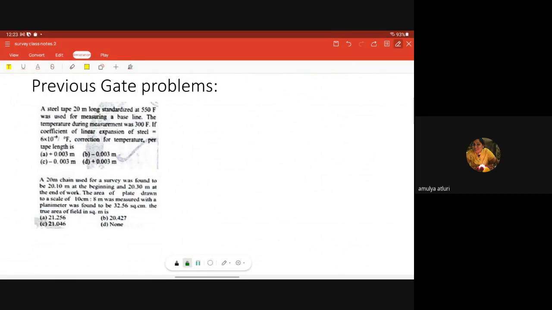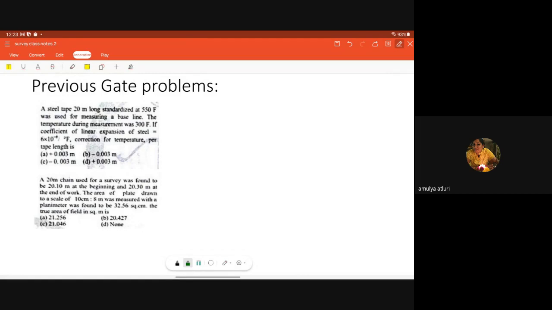Let's solve an example. A steel tape of 20 meters long, standardized at 550 feet, was used for measuring a baseline. The temperature during the measurement was 300 Fahrenheit.